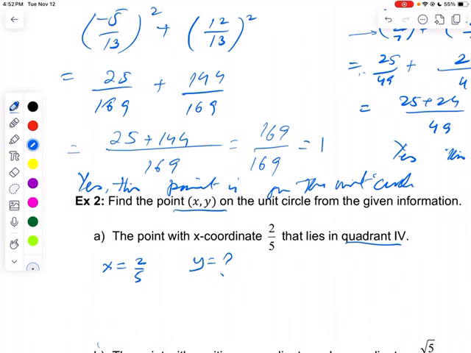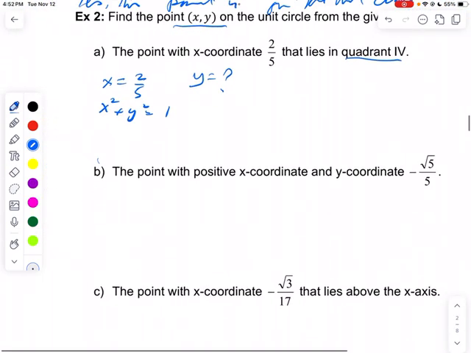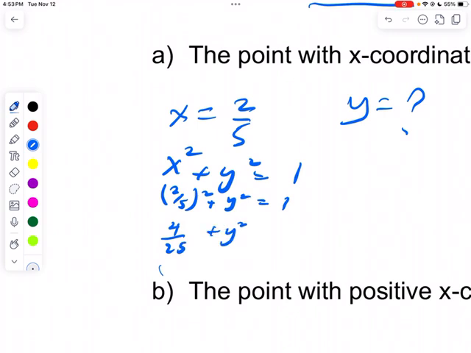So how do we do that? Well, the only thing we have is our equation. So I will plug in the value of x in the equation, and the y, because I don't know y, will just stay as y, and we can then find out what y actually is. So I plug in the equation x square plus y square is equal to 1. So I get my 2/5 whole square plus y square is equal to 1. So I get 4/25 plus y square is equal to 1.